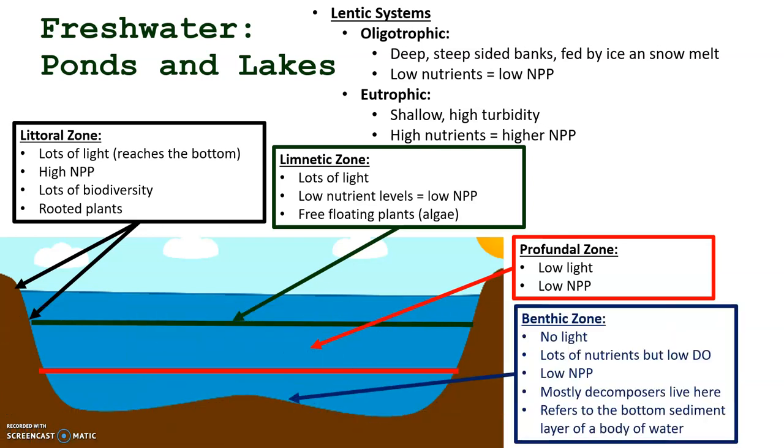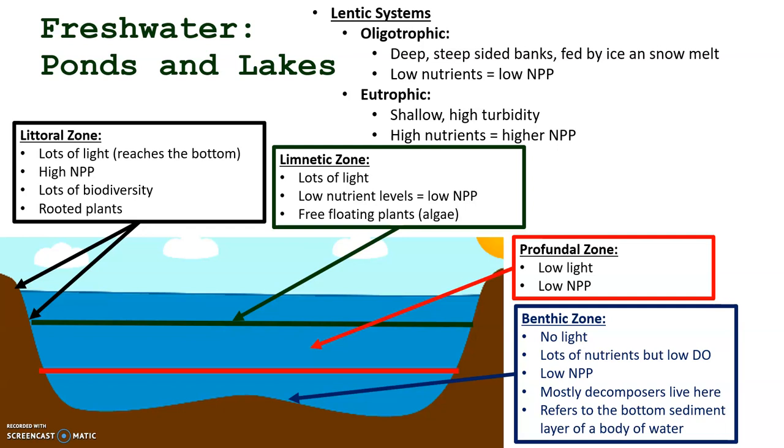And then we have the benthic zone. That's the bottom. No light, lots of nutrients, but low dissolved oxygen. So you have nutrients down there, but not a lot of oxygen. Low productivity, that's because of the light. Mostly decomposers live here. It refers to the bottom sediment layer of a body of water.